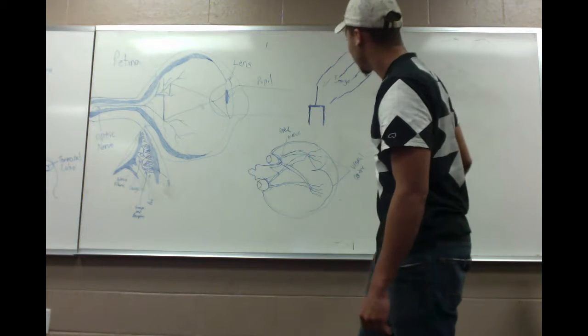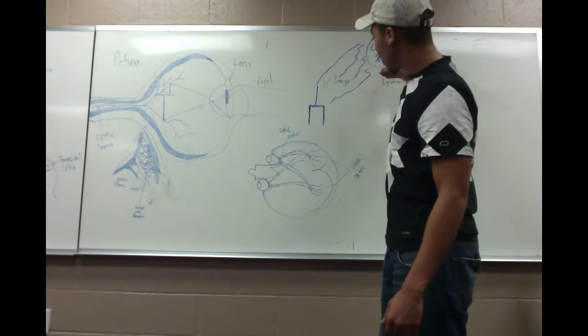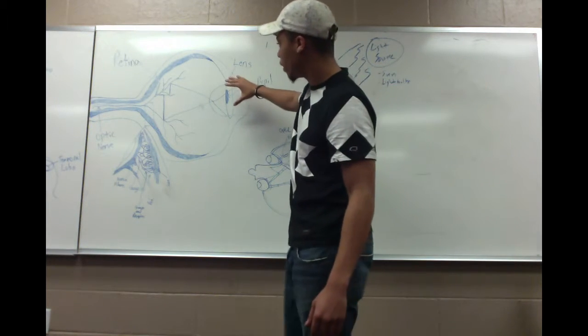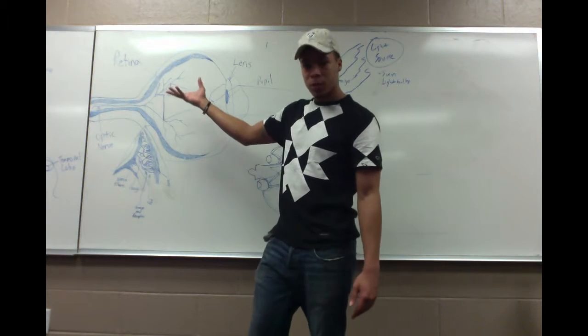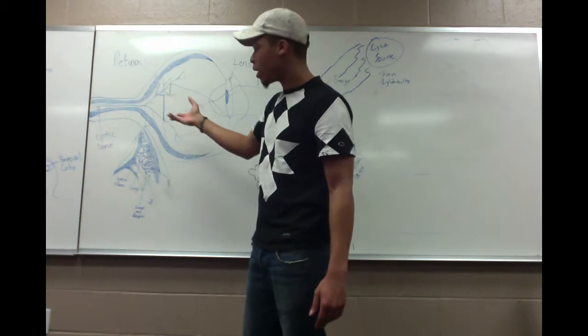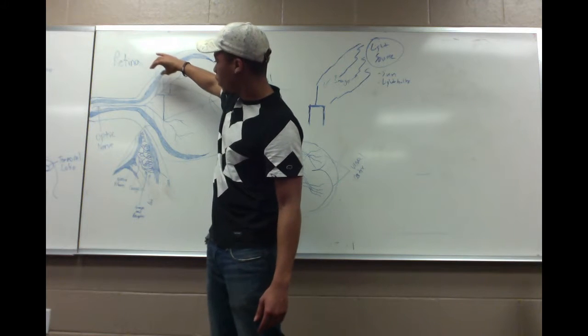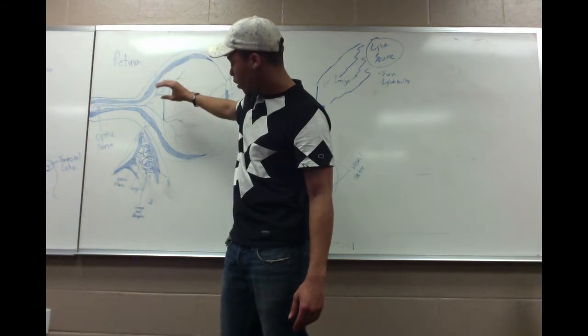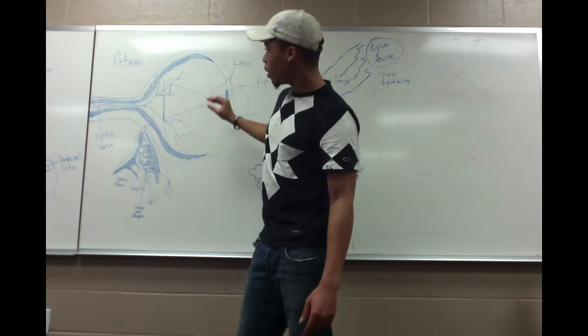Hello. What happens is when we see an image, it comes in through the pupil and the lens. The image is then flipped, as we know. The brain sees everything upside down at the retina, and within the retina we have the rods and the cones.